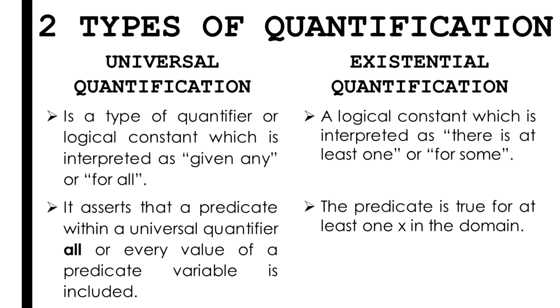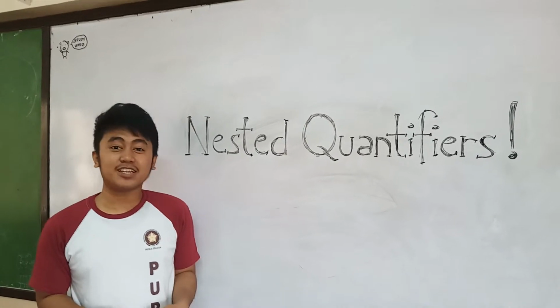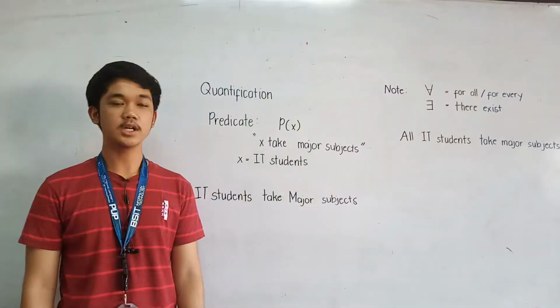The second type is existential quantification. Existential quantification asserts that the predicate is true for at least one variable in the domain. It is interpreted as "there exists" or "for some" and uses a reverse letter E as its symbol. The next topic will be further explained by Enzo.